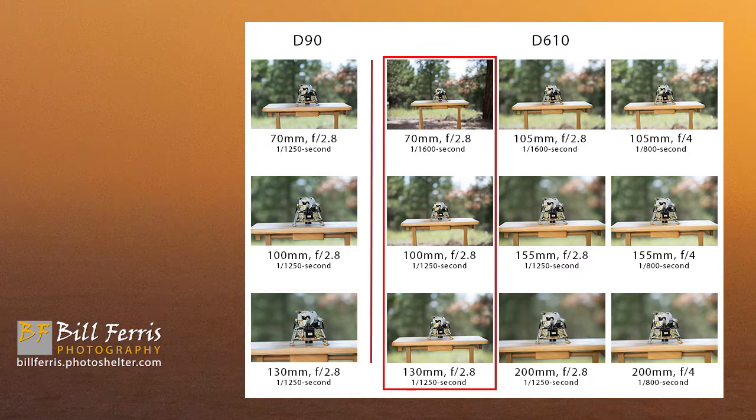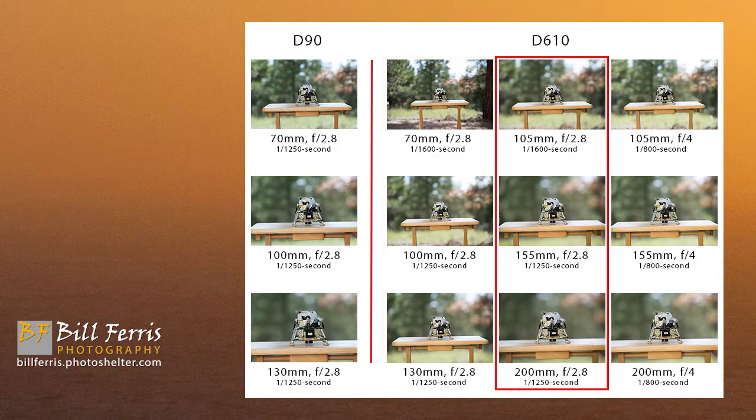In the series of D610 images, we have exposures that were made at the same focal length and focal ratio as the Nikon D90. The second set of images, that middle column, show images where the focal length of the lens used was adjusted so that the D610 would record approximately the same angle of view as the D90. So instead of 70, 100, and 135, it is 105, about 150, and 200 millimeter focal length.